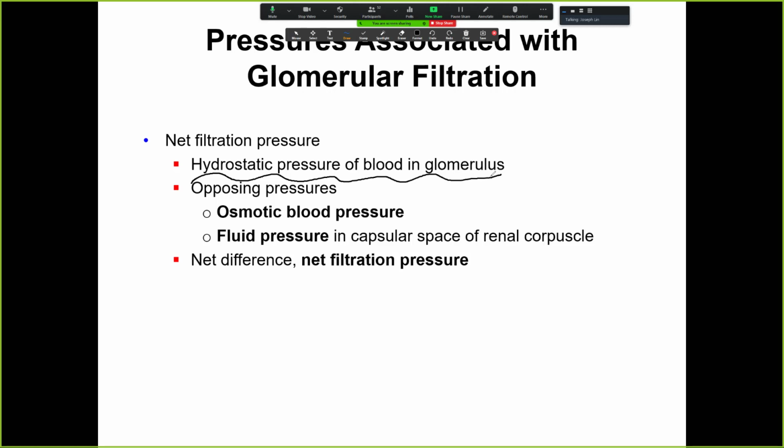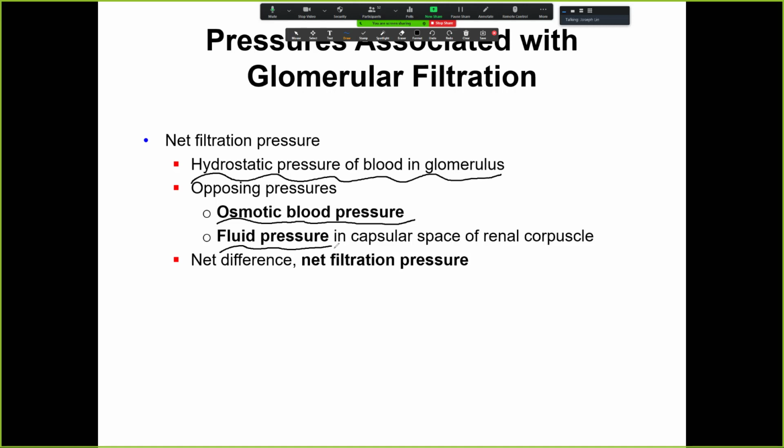Then on the other side, we have that tug-of-war effect. Remember the oncotic or the osmotic pressure? This is the opposite, where you're trying to retain the solids back in because of fluid. So you have that opposing pressure, which is osmotic, oncotic blood pressure. And of course, there's also that slight bit of fluid pressure in that capillary space between the two membranes. I'll show you a picture that makes sense.